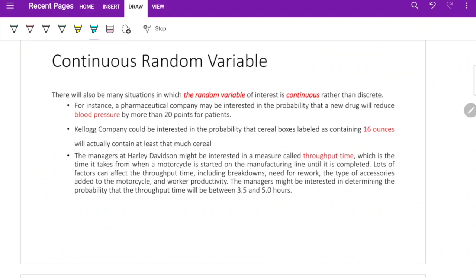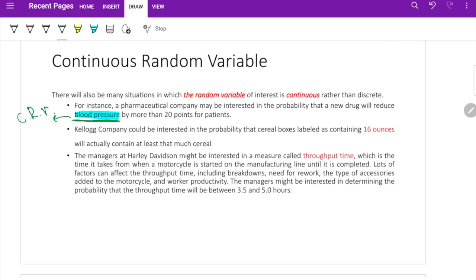Suppose a pharma company may be interested in the probability that a new drug will reduce the blood pressure. So our main interest is the blood pressure. This is my variable. This is my random variable, RV, random variable, not the car, RV. So it's my random variable. This is going to be a continuous random variable, CRV. So this is the continuous random variable.